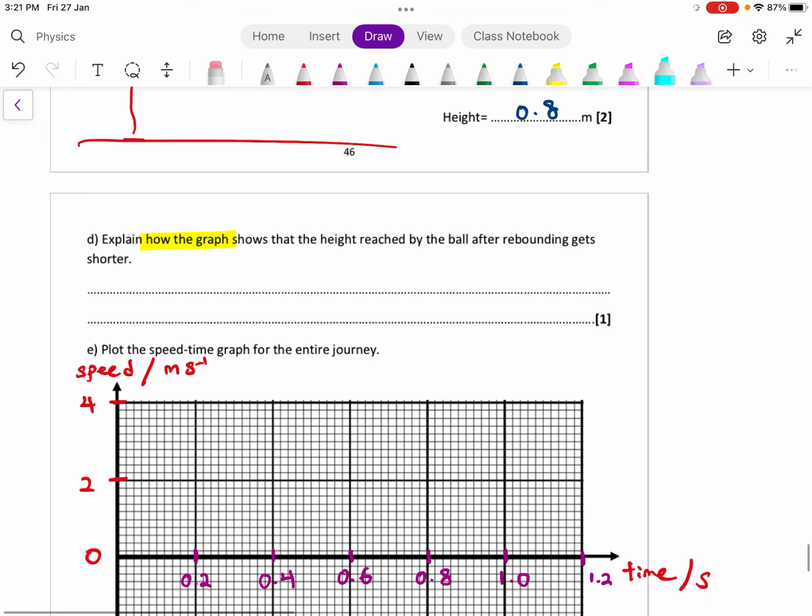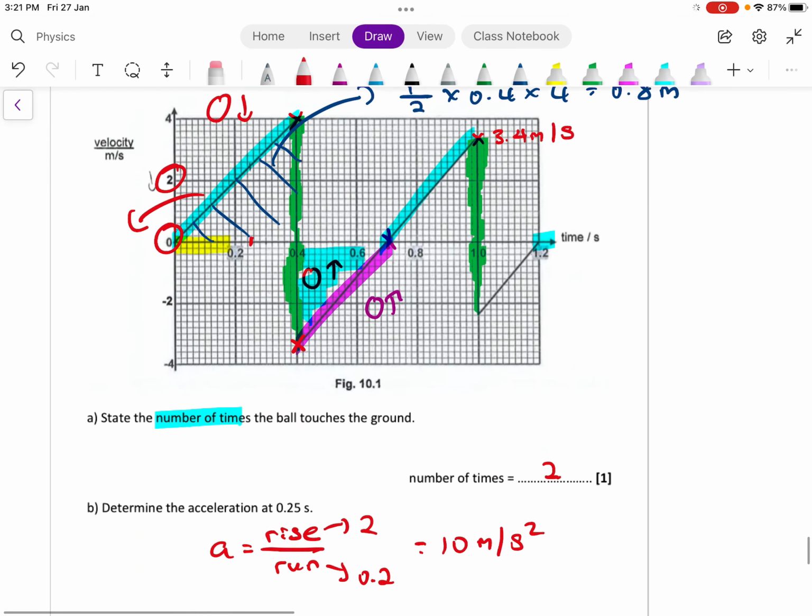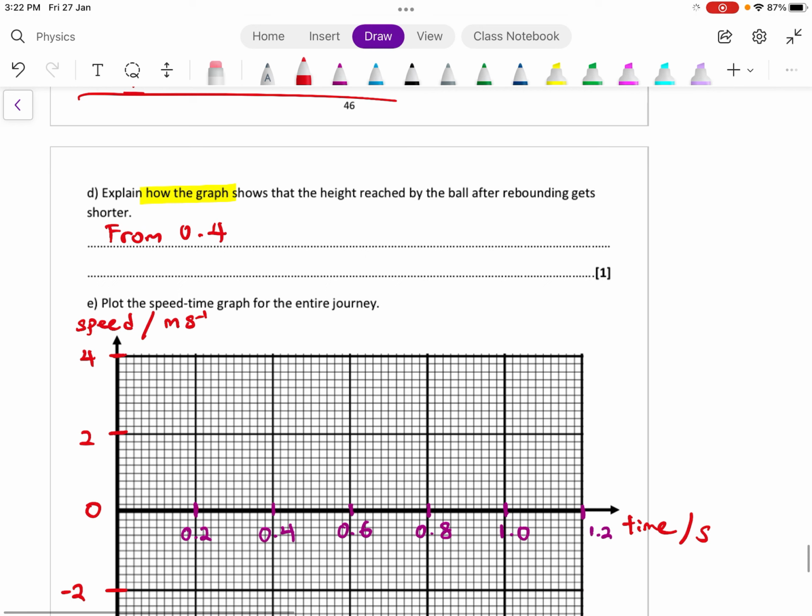So you just need to say from 0.4 to 0.7 second, the area under the graph is smaller. Okay, yeah, so that's how you explain.